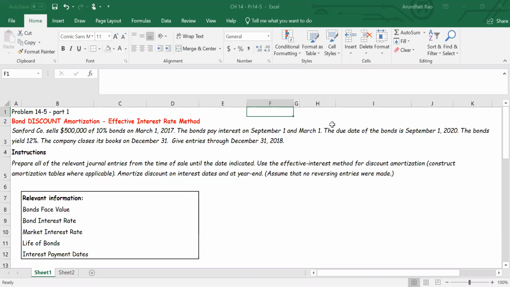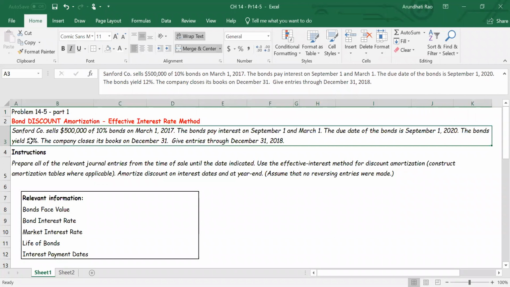Welcome. Let's take a look at problem 14-5, in which we're going to work on bond discount amortization using the effective interest rate method. Let's first read the problem and see what information has been presented, and then we'll see how to set up the problem.